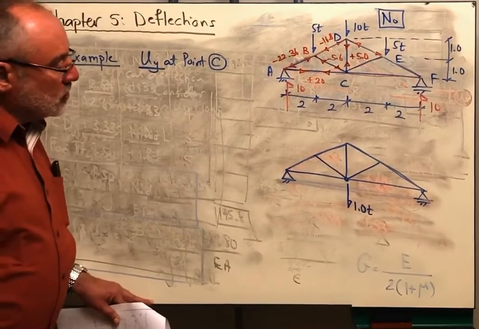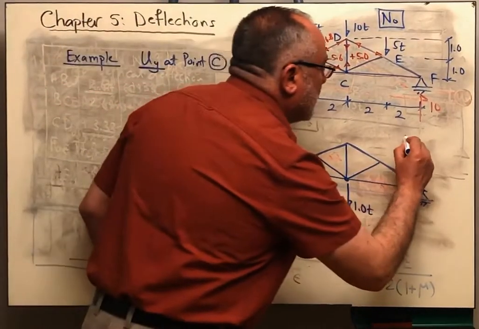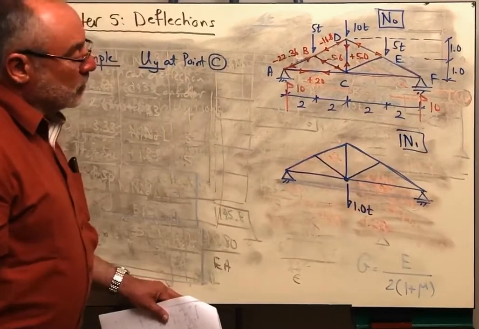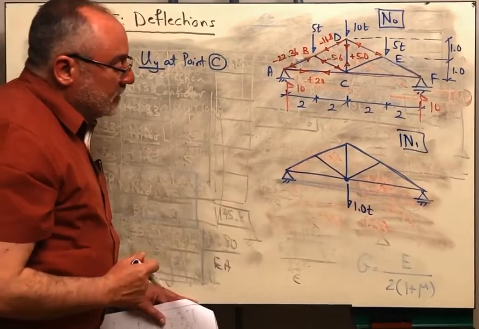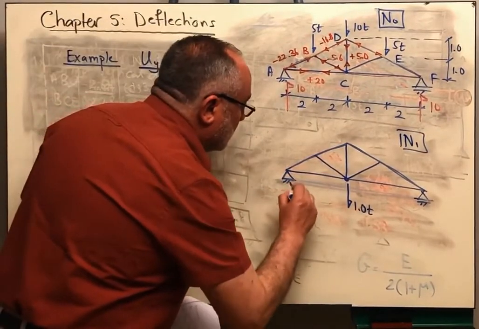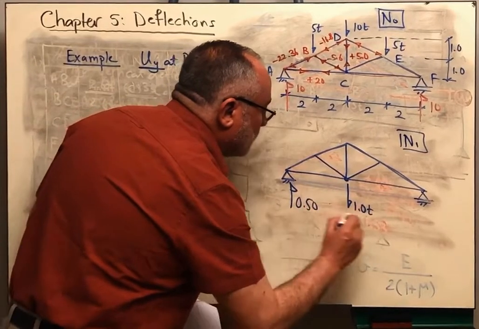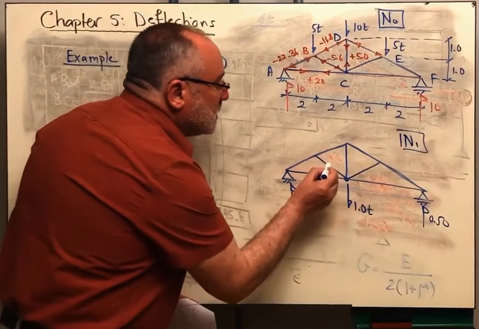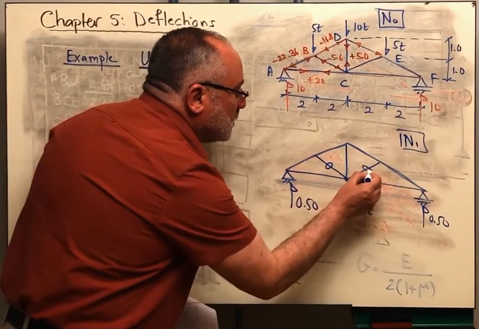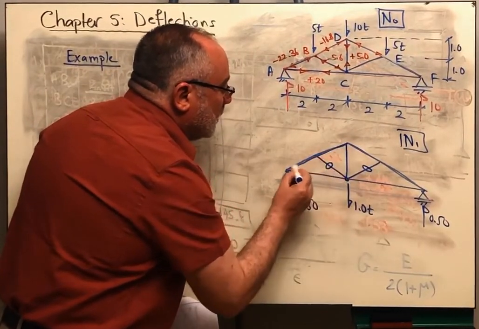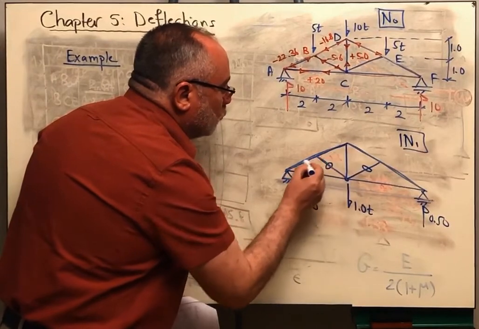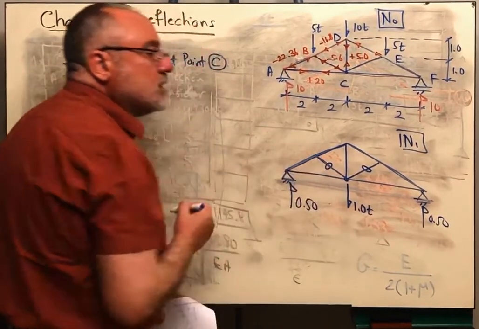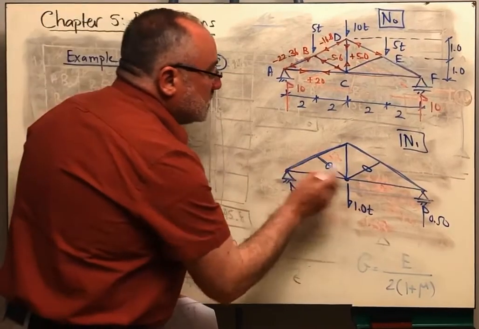Therefore, we need to determine the forces N1. We have to solve here by the method of joints. Again, the structure is symmetric and the loads are symmetric. Here I'm going to have 0.5 and a reaction 0.5. This is a zero member and this is a zero member because we are having three members intersected, two members collinear and the third is not collinear with them, and the joint is not loaded.